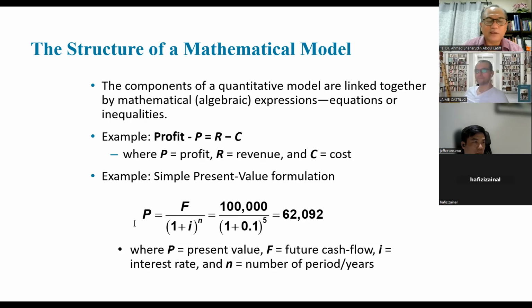So this is how you calculate your present value: the future cash flow in a number of years, divided by (1 plus) i to the power n, where n is the number of years. So this is the formula, but we can see the future cash flow is something we can control. We can forecast how much cash we can generate, but the interest rate is something that we cannot control, and the number of periods or years that we want to invest in a certain investment is something that we can control.